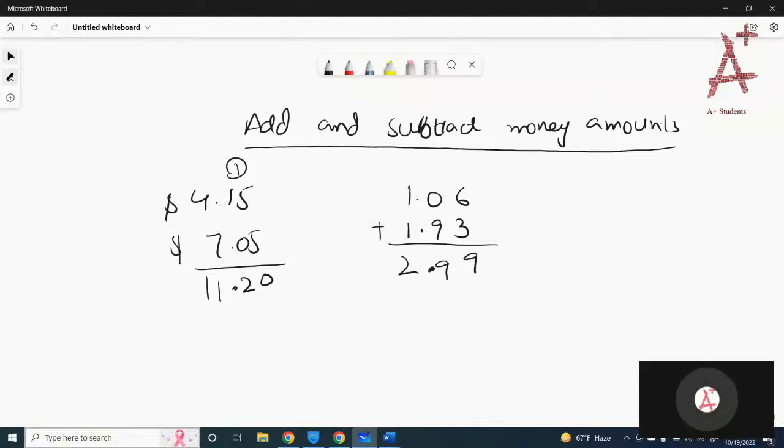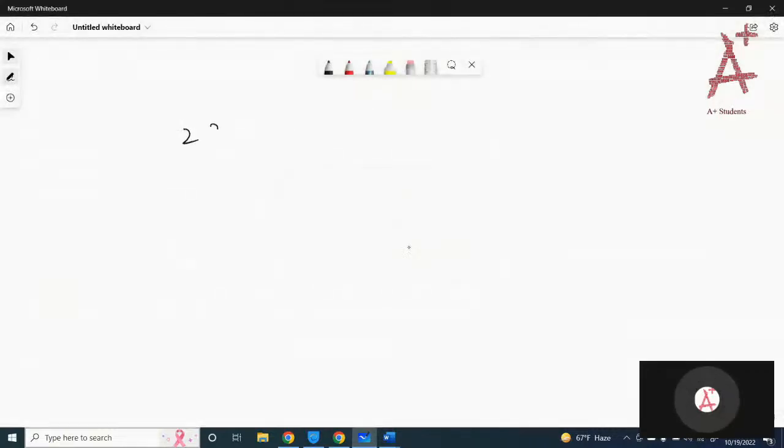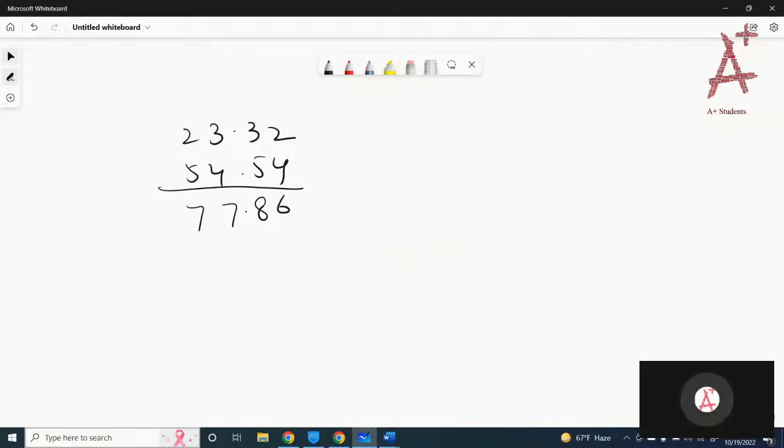Okay, the first one is you have to add, and the numbers are $23.32 and $54.54. Got it? So you have to start adding from the ones digits. So 2 plus 4 is 6. Then 5 plus 3 is 8. 4 plus 3 is 7, and 5 plus 2 is 7. So it will be $77.86. Got it? So select the correct option and click on the OK button.